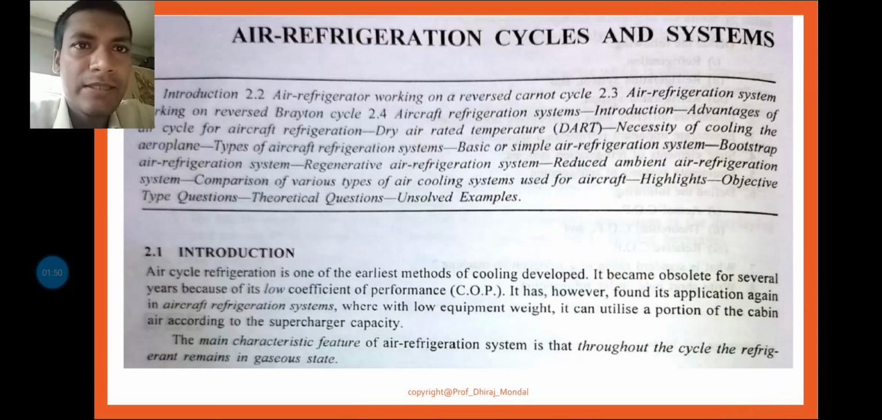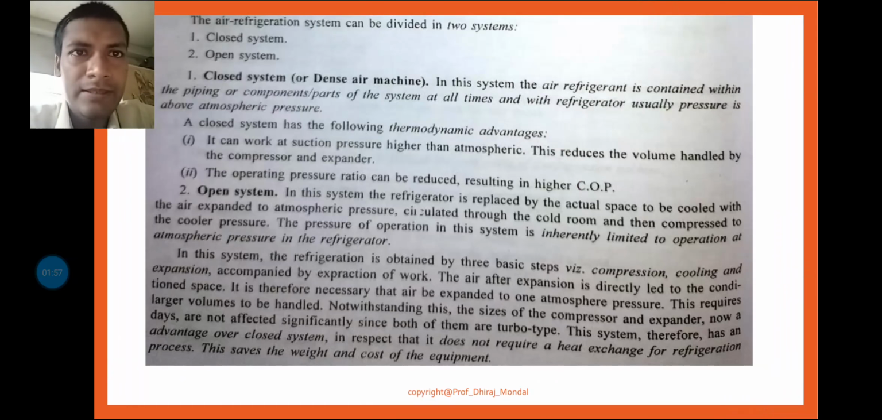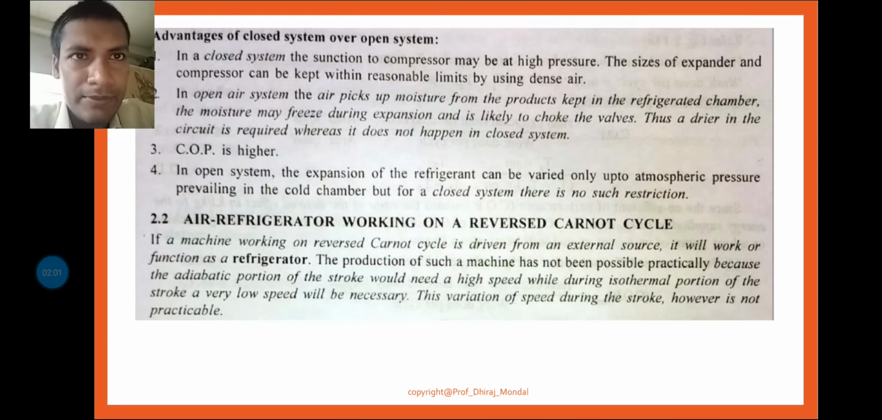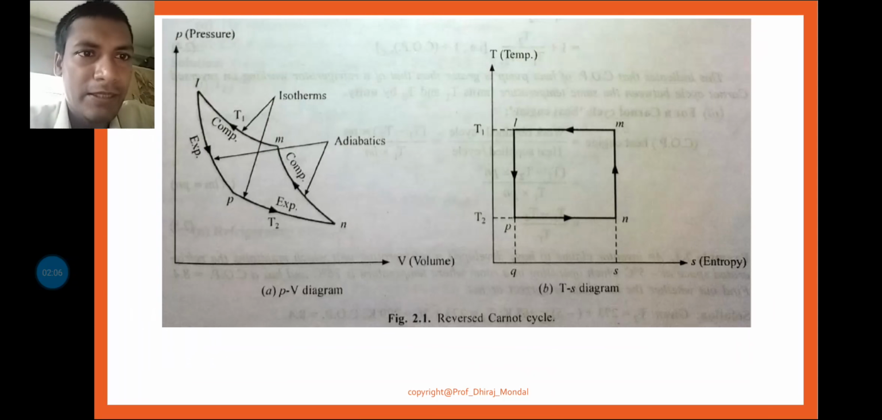You know that last class, what we have discussed? We have discussed the air refrigeration cycle and system. The introduction was discussed. Then the open system, the closed system, and the air refrigerator working on the reverse Carnot cycle, how it is operating. This is all about the PV and TS diagram of the reverse Carnot cycle, and we have seen that it operates in the reverse direction of the Carnot heat engine, and from here we are getting some refrigeration effect.